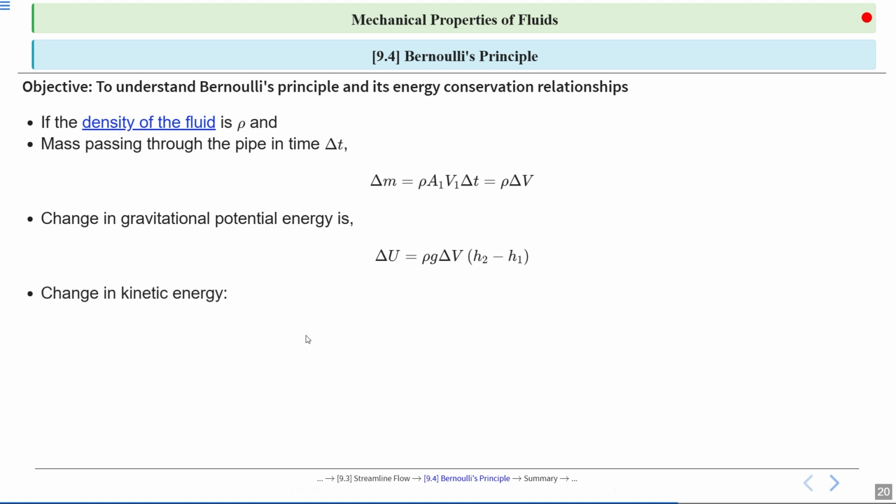Change in kinetic energy, which is the energy due to the fluid's motion. So delta KE is equal to 1 by 2 rho into delta V, V2 square minus V1 square.